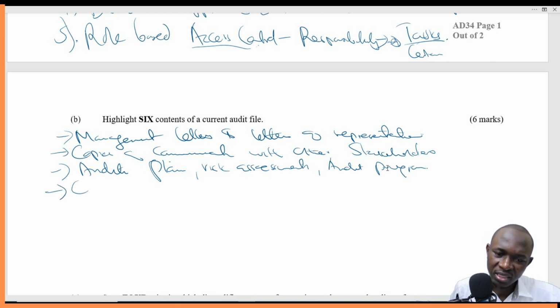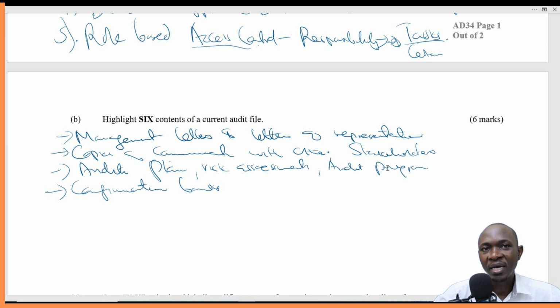Confirmation responses, like if we are talking about banks, we wanted to confirm the balances in the banks at the end of the year, then we'll have those confirmation responses. They will be put in the current audit file.